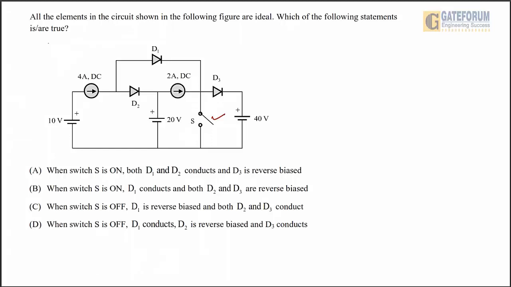And here it is mentioned that the devices are ideal. It means the diode is ideal. So whenever a diode is conducting, it behaves as a short circuit, and whenever it is not conducting, it behaves as an open circuit. Using that concept, we need to solve this multi-diode circuit and find the status of the D1, D2, D3 diodes. So first of all, in the first case, we'll consider that switch S is open, and then we will see the status of the diodes.